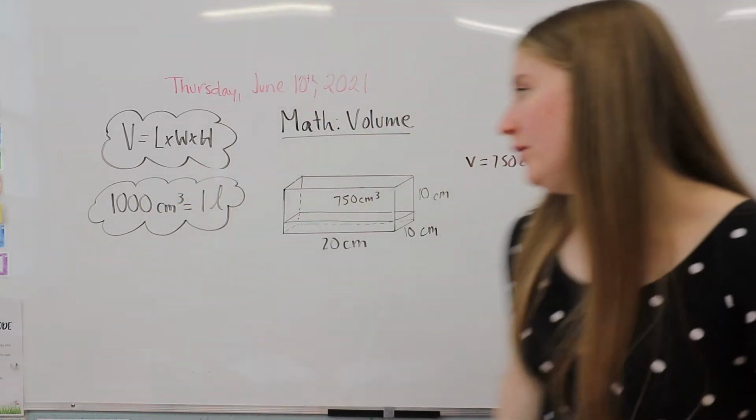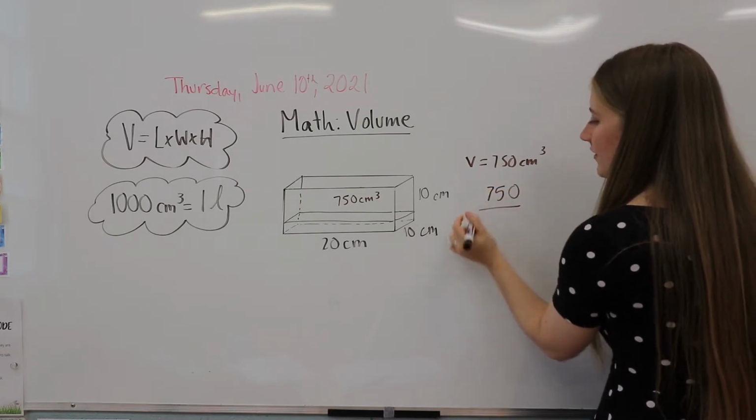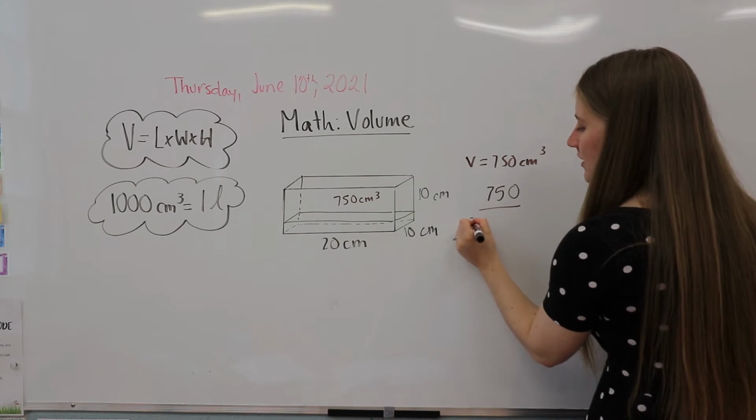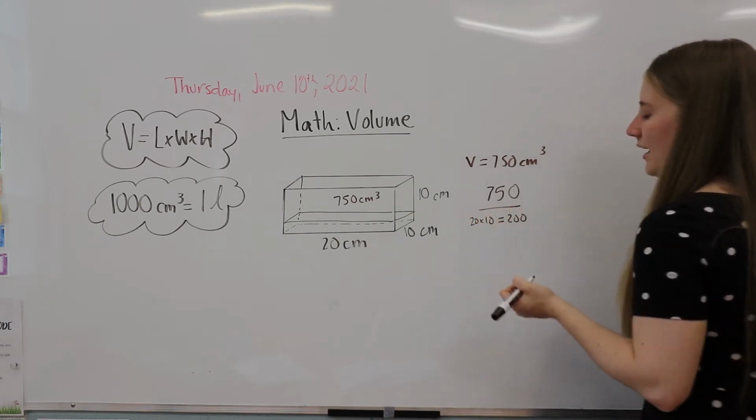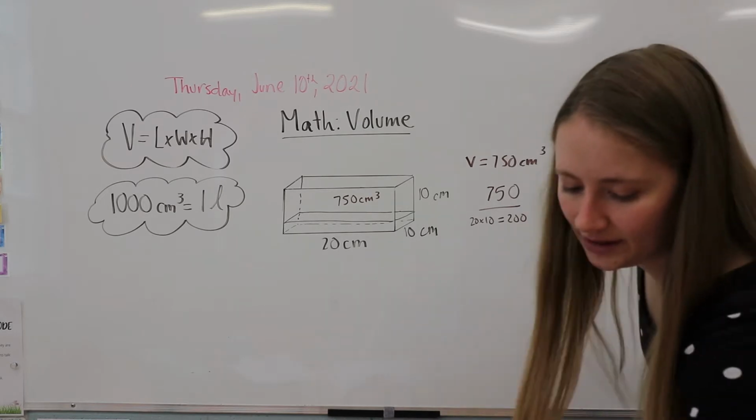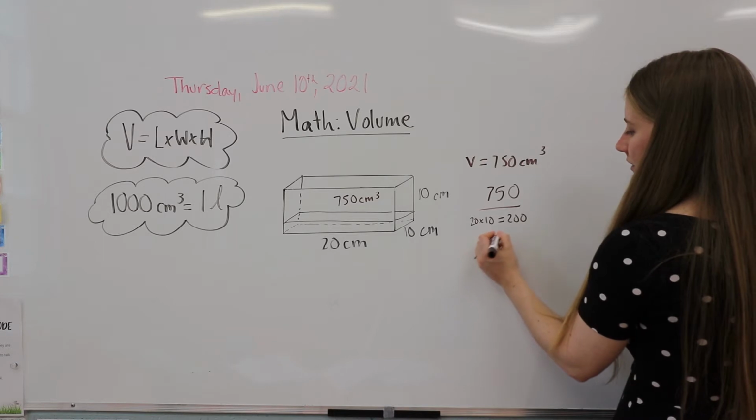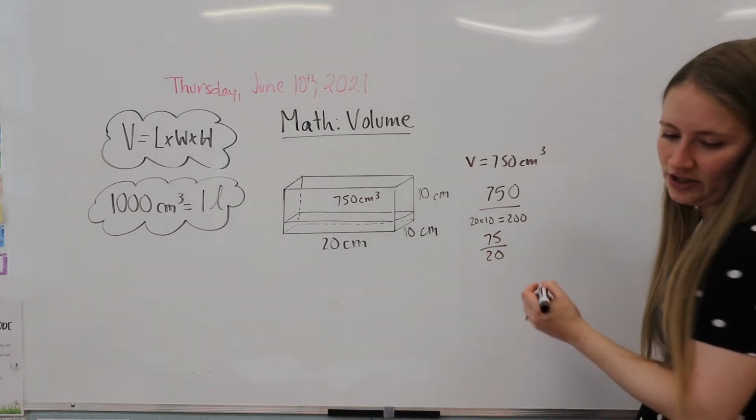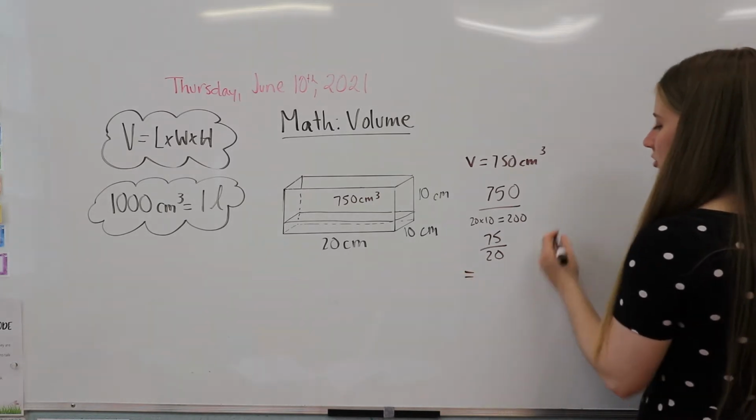And what we'll have to do is we'll do our equation, so 750 over the length times the width, which is 20 times 10, which equals 200. Okay, and that's going to give us 75 over 20. Okay, which is 3.75. So here, I'll show you how I did that.